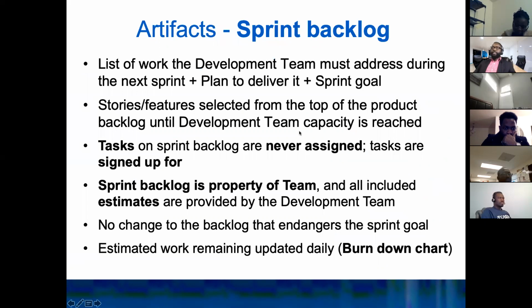All right. So I just showed you a little bit also what the sprint backlog is going to look like, when you're moving product backlog items from the product backlog to the sprint backlog. So now, simply put, it's easy to understand. It's a list of work that the dev team needs to address during the sprint, the plan to deliver it, and the sprint goal.